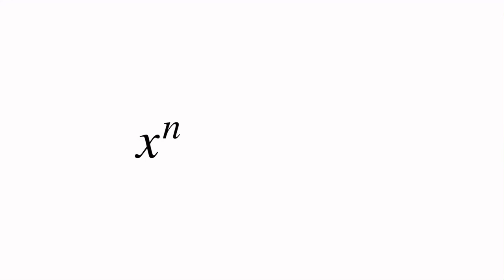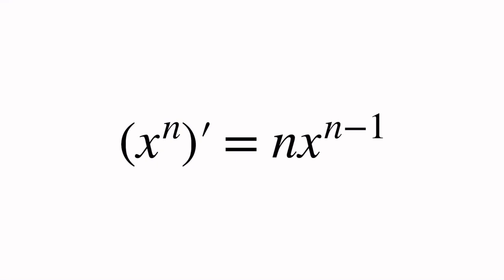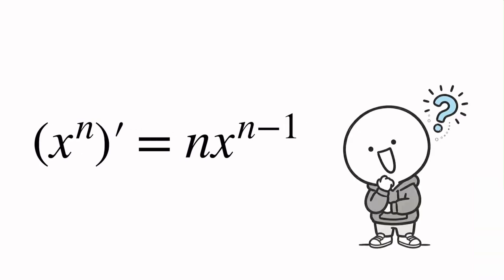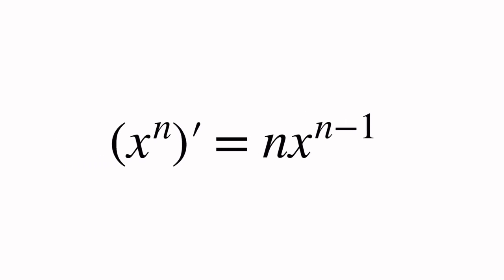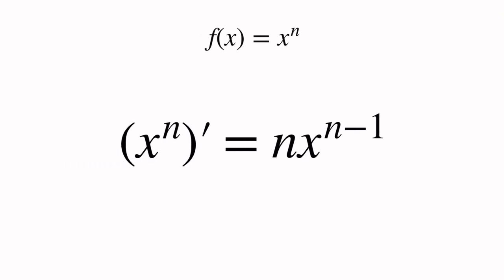As you probably already know, when we differentiate x to the n, we get n times x to the n minus 1. But why does this happen? Today, let's explore the reason behind it. First, let's define f of x as x to the n.